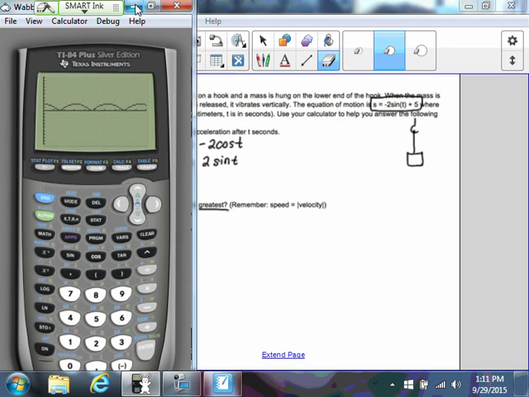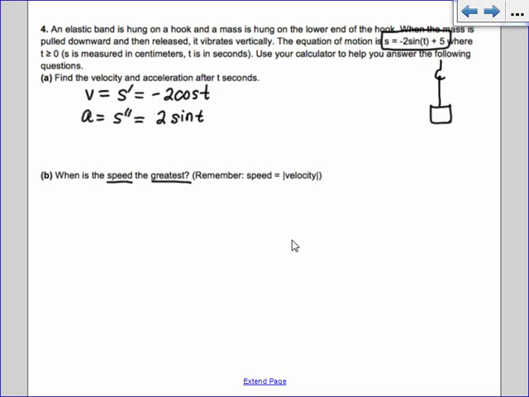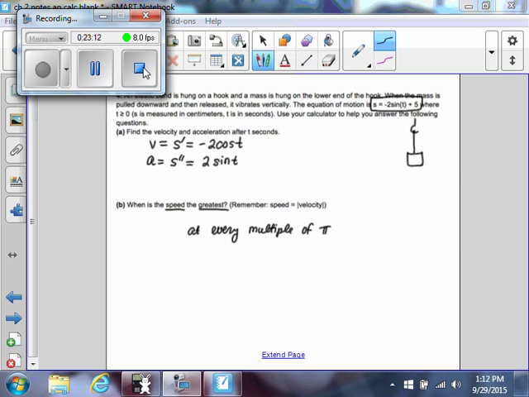So there's lots of things you can do on the calculator, lots of different ways you can answer the question. All right, so the speed is the greatest at every multiple of pi. Okay, that's our answer. Make sense? If it asked for the speed, it would be 2 centimeters per second.